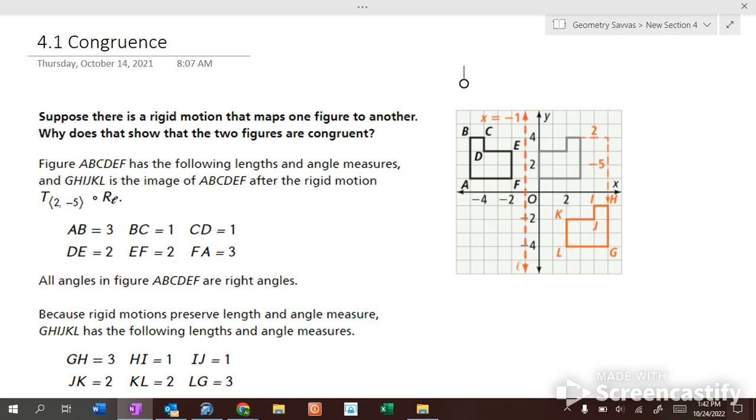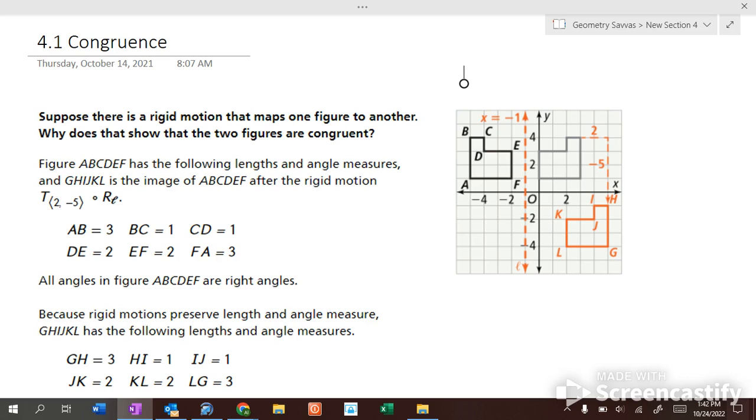And the answer is yes, they are. They are going to be the same shape, same size. IH is the same as BC. They're both 1. IJ and CD are both the same. They're both 1. KJ and DE are the same. They're both 2. KL, EF are both the same. They're both 2. AF, LG are both 3. BA and HG are both 3. And every angle in here is a right angle. Okay? So they are congruent to each other.